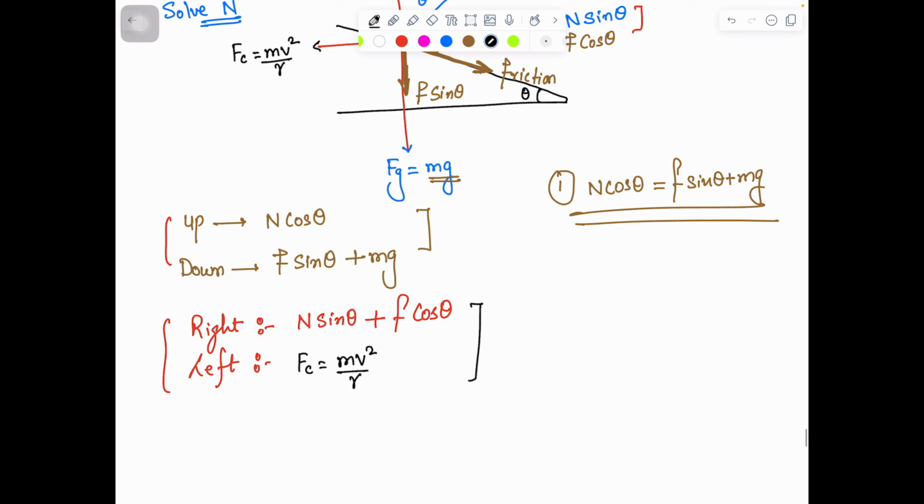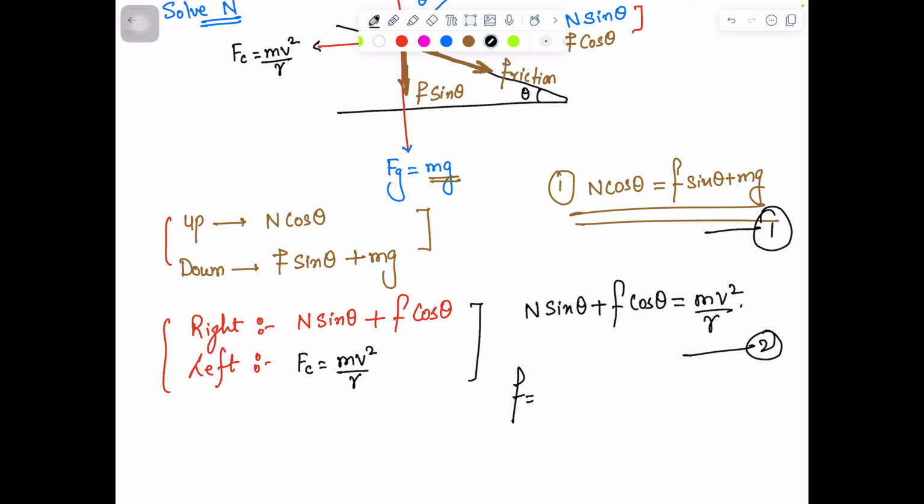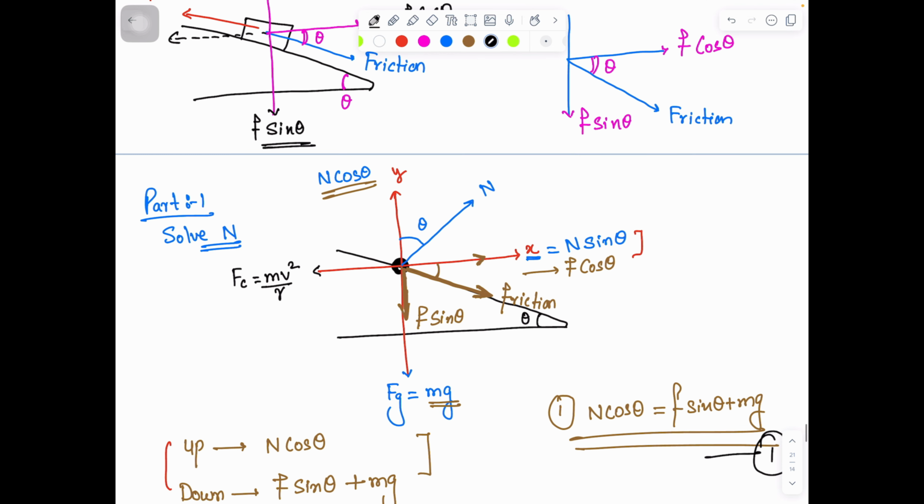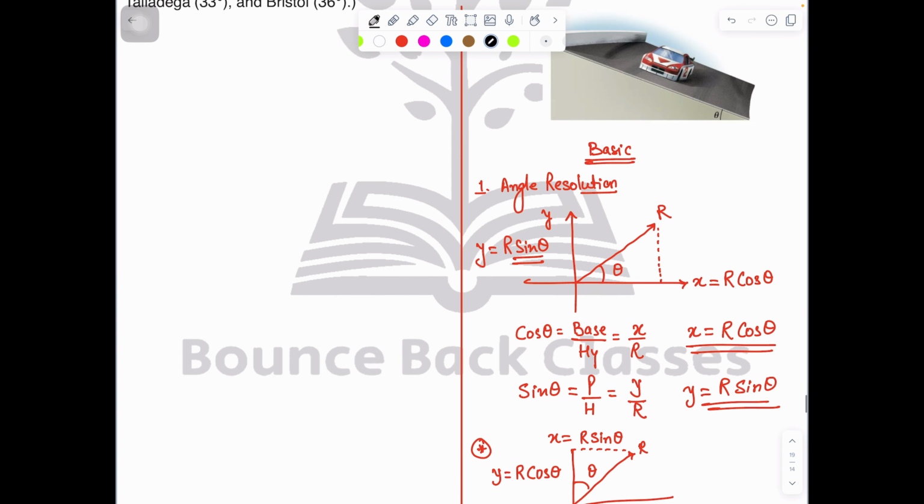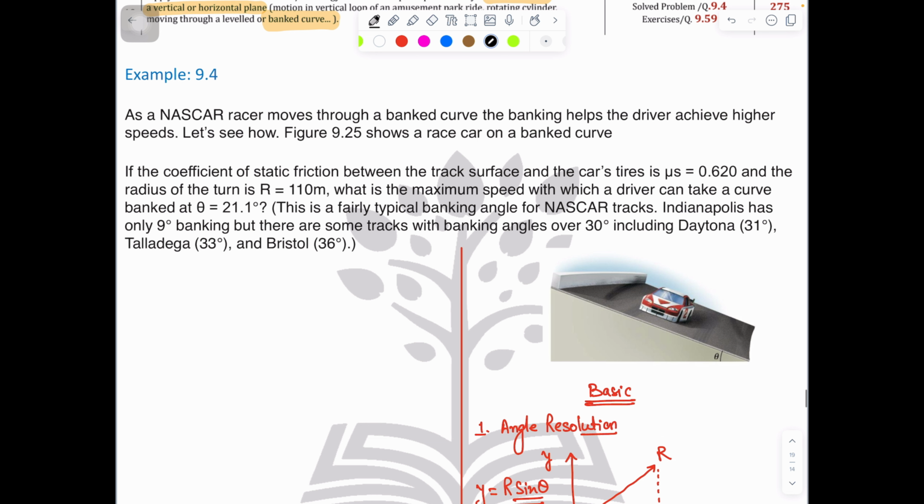So what is your second equation? Can I say n sine theta plus f cos theta is equal to mv square over r? Yes or no? If you understand these two equations, equation 1 and equation 2, then you can solve anything. And always remember, what is friction? F is equal to mu times n. Sure, now you understand these equations. Okay, guys, now let's go back to the question. Let's start the question. What is given?